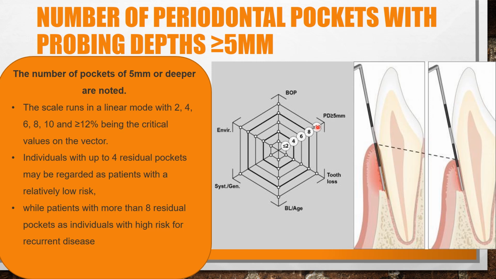Individuals with up to 4 pockets are considered as low risk category, as you can see in the picture, and up to 8 is regarded as moderate risk category, and if it is greater than that, it is high risk category. So this is the number of pockets with probing depths of 5 mm or greater.